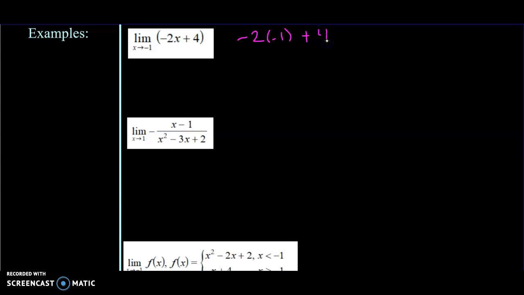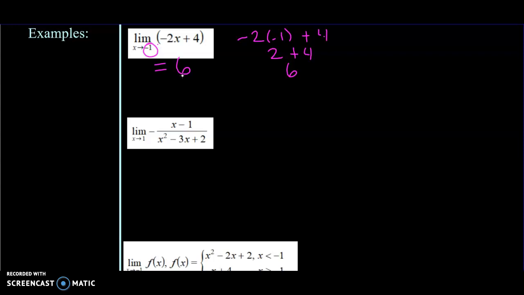Okay. The reason it's -1 again is because of this. Okay. And so -2 times -1, that's +2 plus 4, and that equals 6. So the answer to this would be equals 6. The limit would be going to 6 as it is approaching -1. Okay, and that's all you're going to do is just substitute.